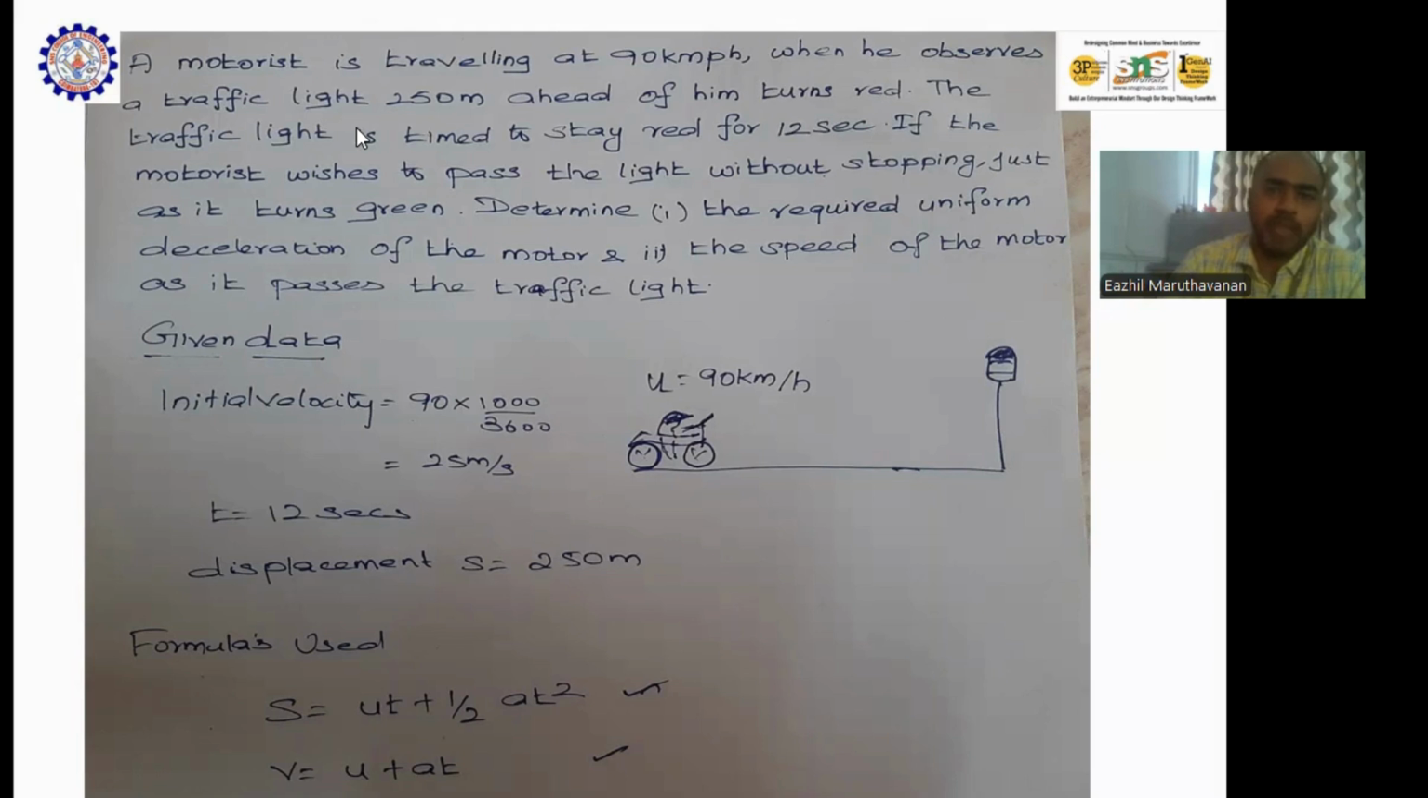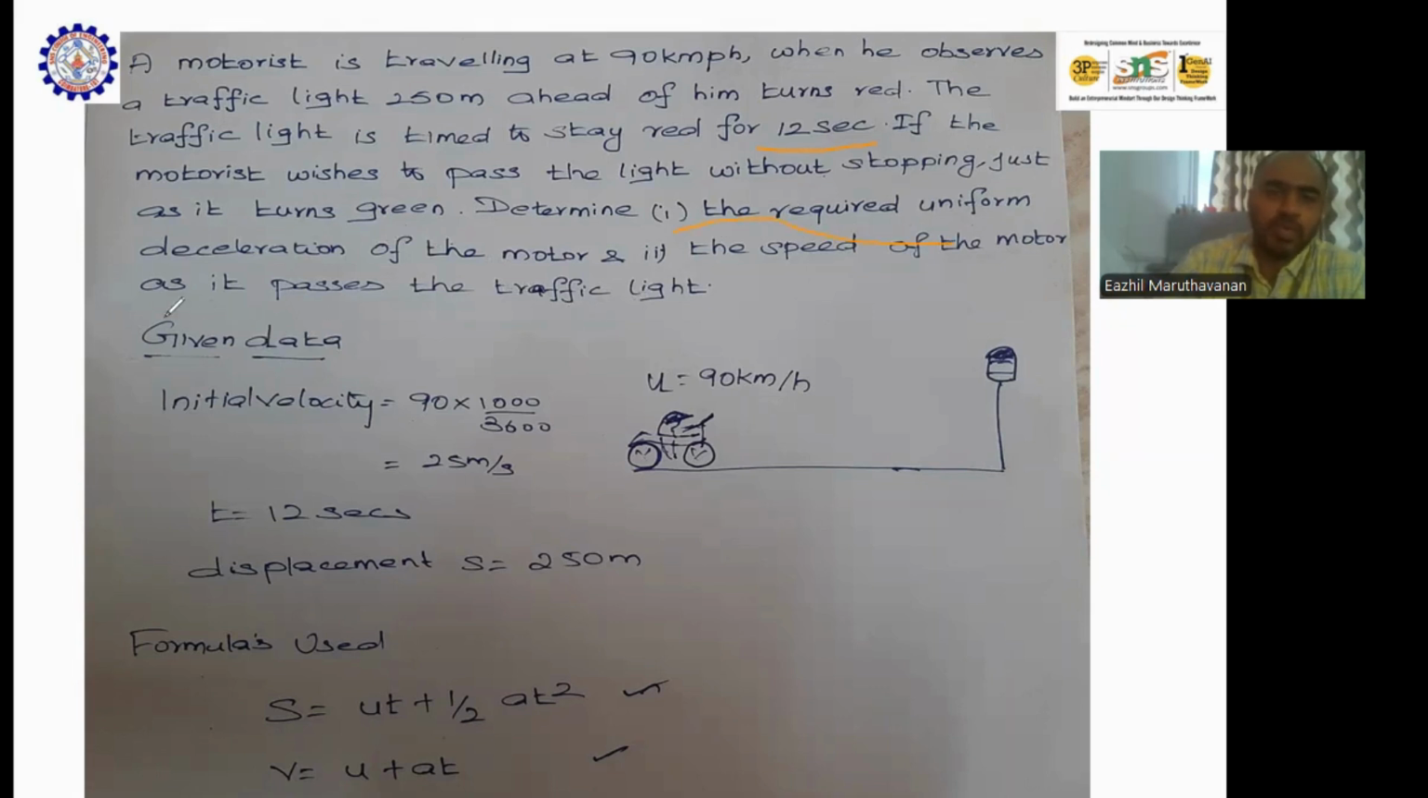A motorist traveling at 90 km per hour observes a traffic light 250 meters ahead of him, which turns red. The traffic light is timed to stay red for 12 seconds. If the motorist wishes to pass the light without stopping, just as it turns green, determine the required uniform deceleration of the motor, and the speed of the motor as it passes through the traffic light.